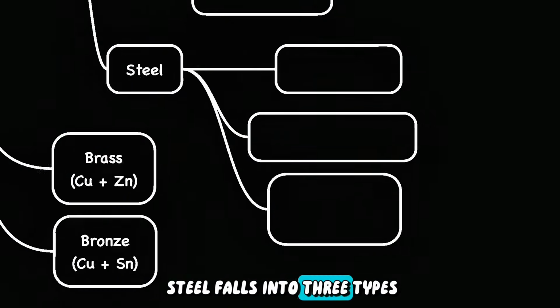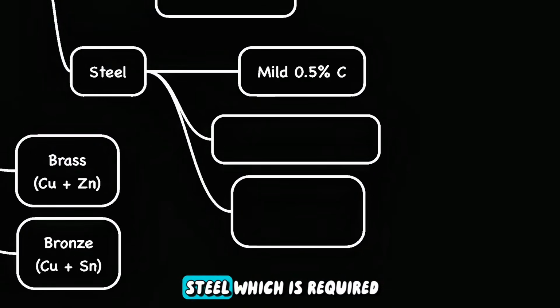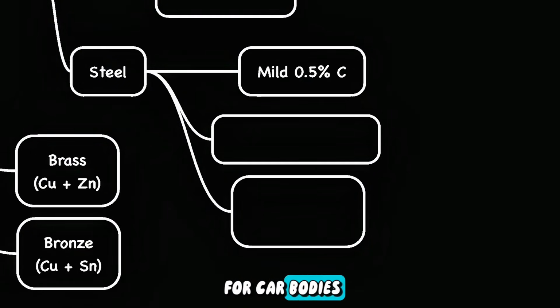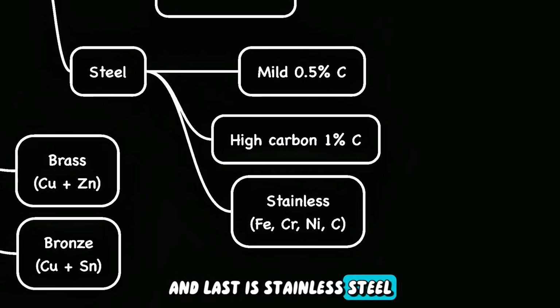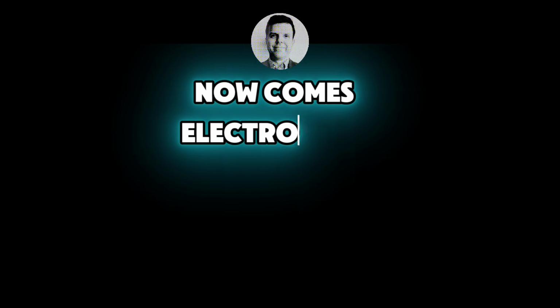Steel falls into 3 types. First, it is mild steel, which is required for car bodies. Second is high carbon steel, which is needed for cutting tools. And last is stainless steel, which is used for cutlery.